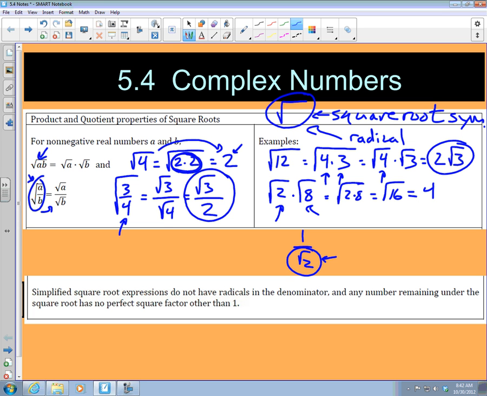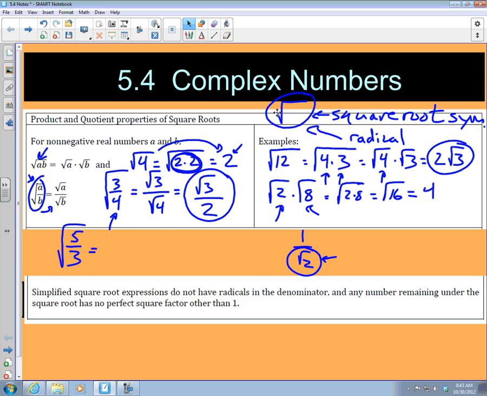Another thing is this. Let's say we had, how about the square root of 5/3. Okay. I can't have a fraction underneath my square root symbol. So the first thing I've got to do is break this up. This is the square root of 5 over the square root of 3. Well, I can't have the square root of 3 in the denominator.